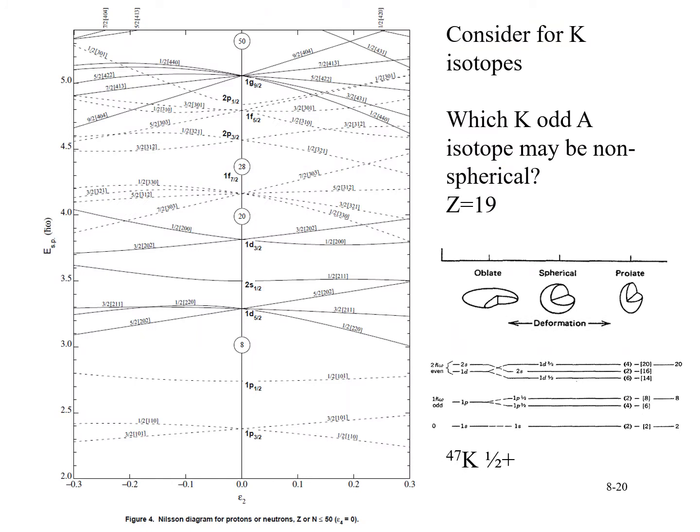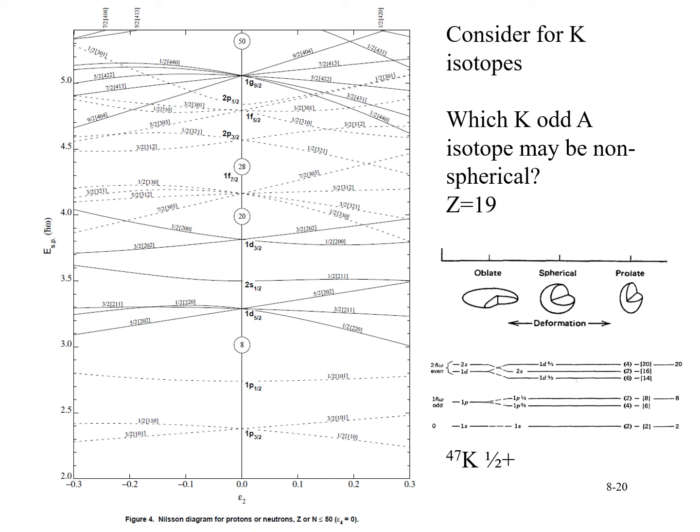We can do another example for potassium isotopes. Let's consider odd A potassium isotopes. So the unpaired nucleon is from the proton. Potassium has 19 protons. From the shell model, the 19th proton is living in this 1d 3/2 state. So we would expect a spherical potassium isotope to have a spin of 3/2 and a positive parity.